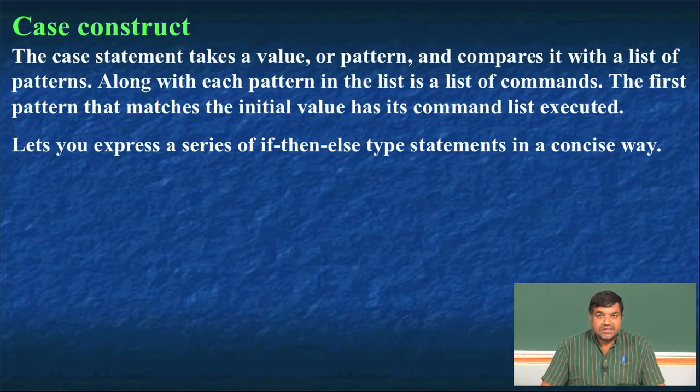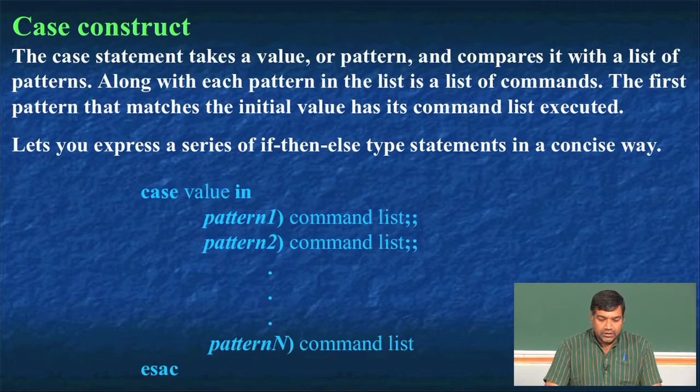What happens with a case construct is that it takes a value or a pattern and compares it with a list of predefined patterns that you give in your program, and if one of the patterns matches, then it takes that path. I know this is a kind of abstract way of explaining a case construct. So, essentially in the form of syntax we have the following.